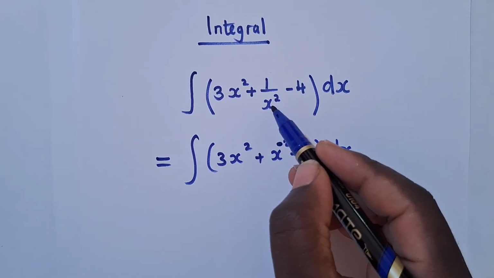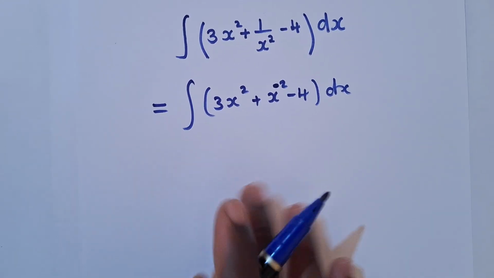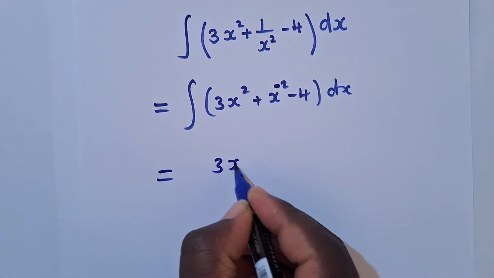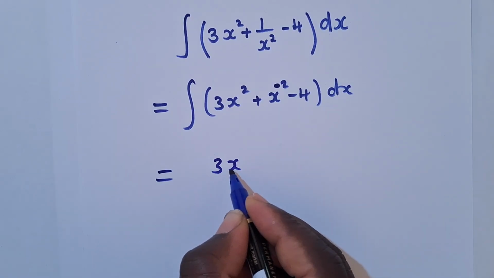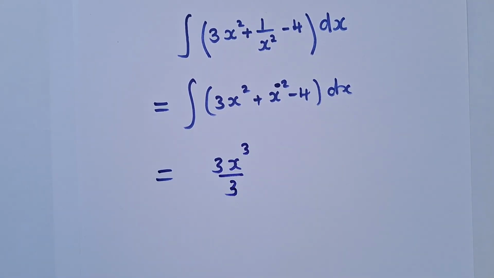So you have to apply the laws of indices. It goes on top. The power changes to negative. And after that, you can now happily integrate. So this is 3x power 3 over 3. So what have we just done here? And this is the key point when it comes to integration.